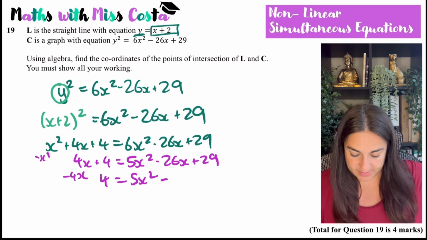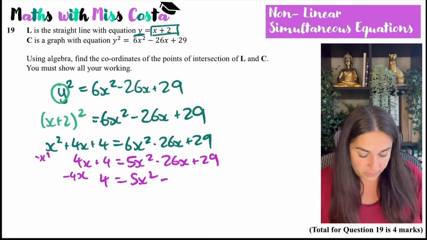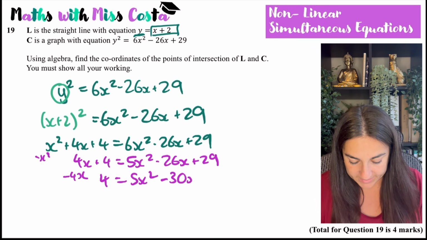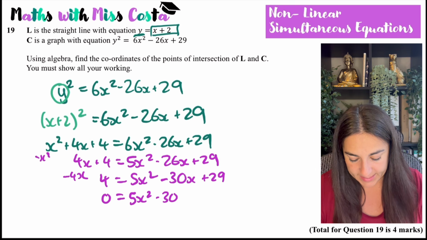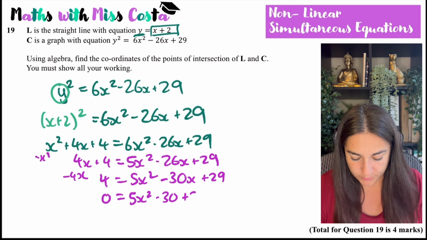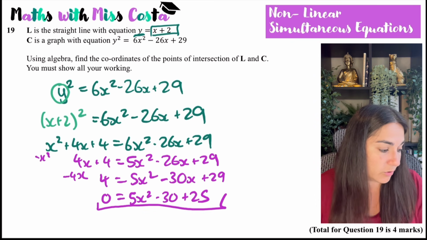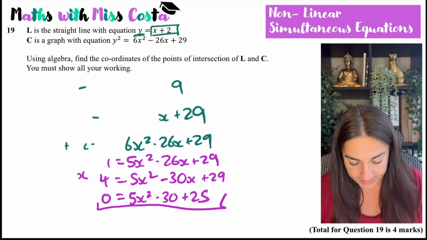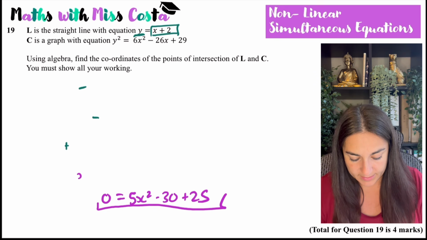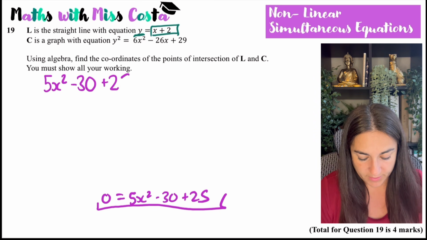Oops, I've just moved the square. Sorry, minus 30x plus 29, and then I'm going to take 4. So 5x² - 30x, 29 take away 4 is 25. So then I am just left with a simple quadratic, and whenever you've got a simple quadratic, what you want to do is factorize it. So let's leave this equation over here: 5x² - 30x + 25 equals 0.